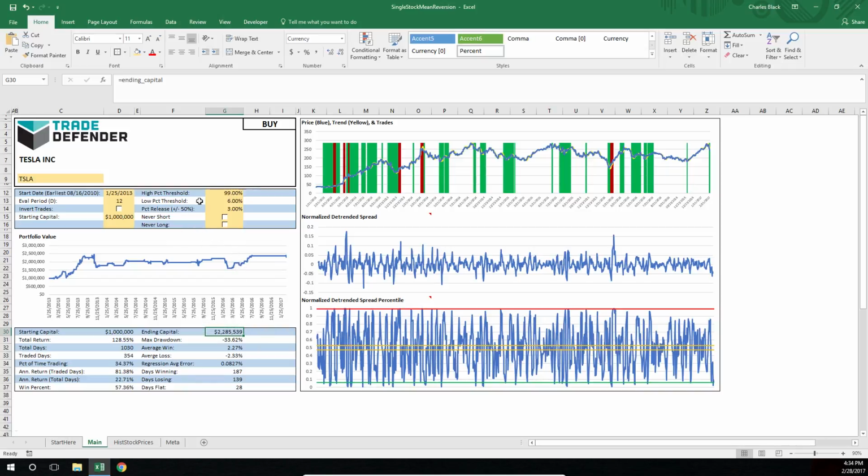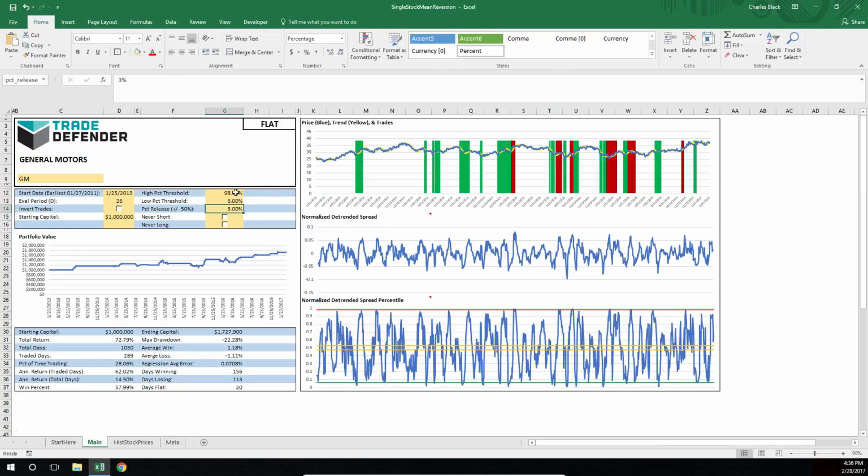Here, I've adjusted our high percent threshold up to 99, which is almost like having never short on, with the exception that it does short when the stock price is very high above its trend. I've also changed the eval period to 12 days. Again, this is based on a little bit of trial and error. I start high, 30, 40, 50 days, and I come down. I tend to go a little bit below where I end up, and then I work my way back up to somewhere that's comfortable. For my last example, we'll check out an auto stock, so I'll put in GM.